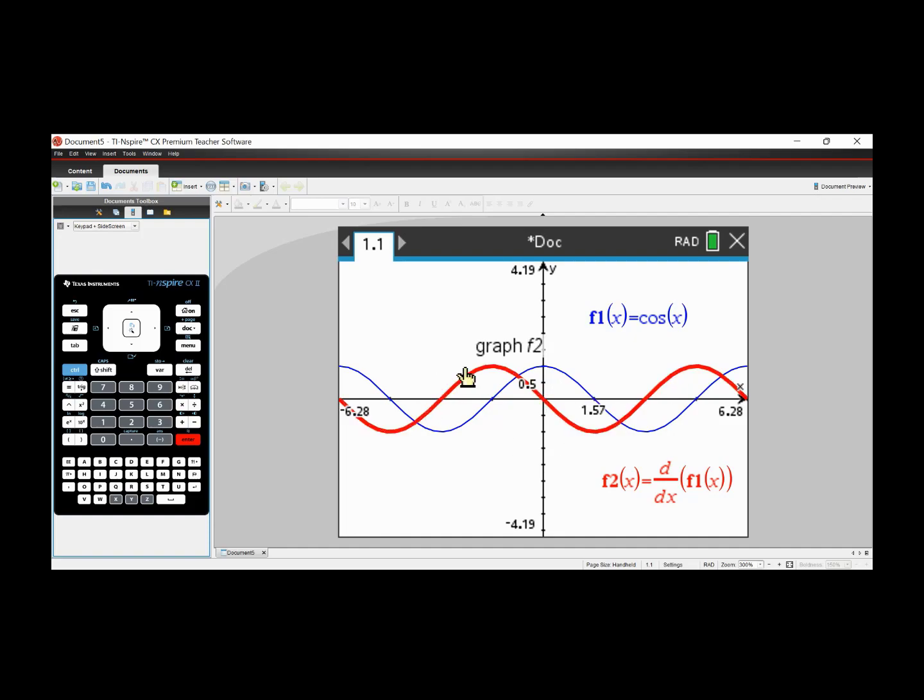What is that function? That is not sine x, because from 0 it goes down then up. That is negative sine x. So when the function is cosine x, the derivative of cosine is negative sine x.